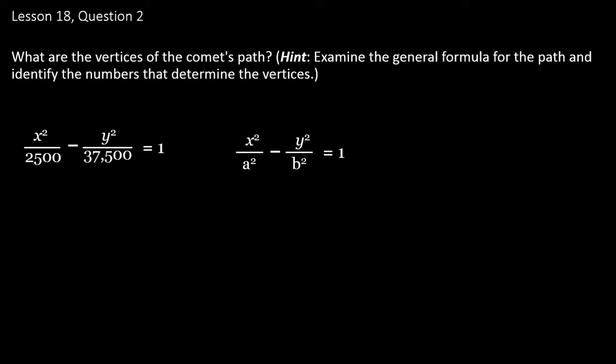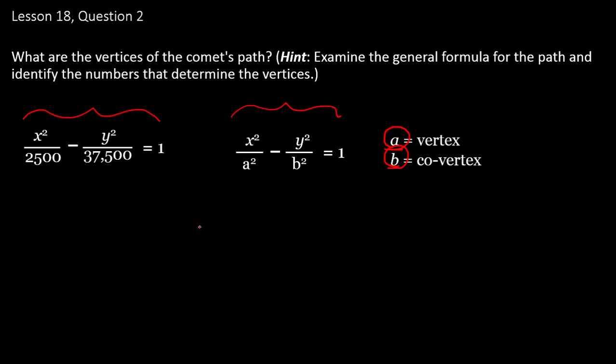Okay. So we're given this equation, which models the comet's path. Here is the standard equation for that shape, not giving anything away. Now in this case, A is my vertex and B is my co-vertex. So I'm asked, what are the vertices of the comet's path?